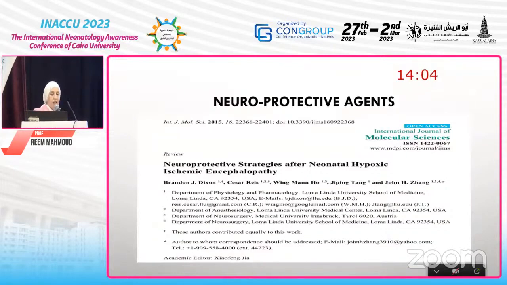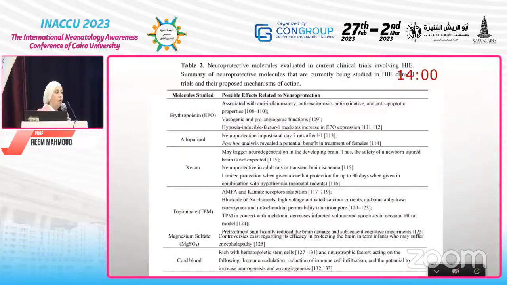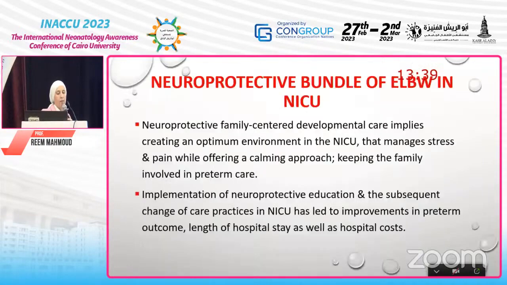This study published in the International Journal of Molecular Sciences listed some of the neuroprotective agents. Most of them are still under research. The most important of them is stem cell therapy, in which the cord blood of hypoxic babies is taken, the stem cells are separated and re-injected into the baby as an adjuvant to the cooling. Very promising results are coming.